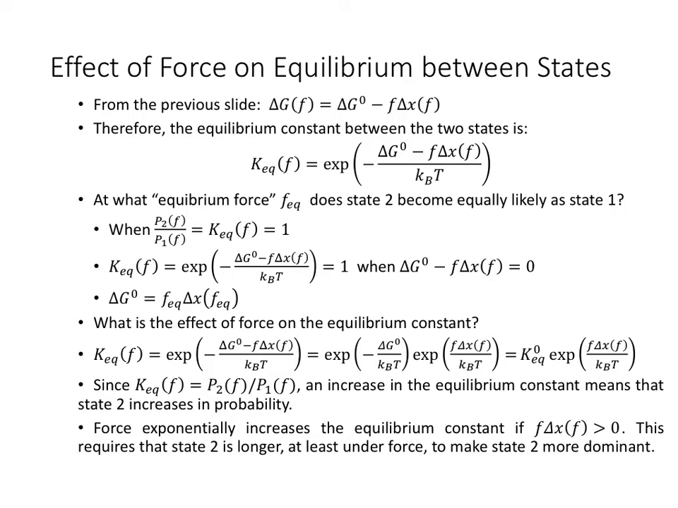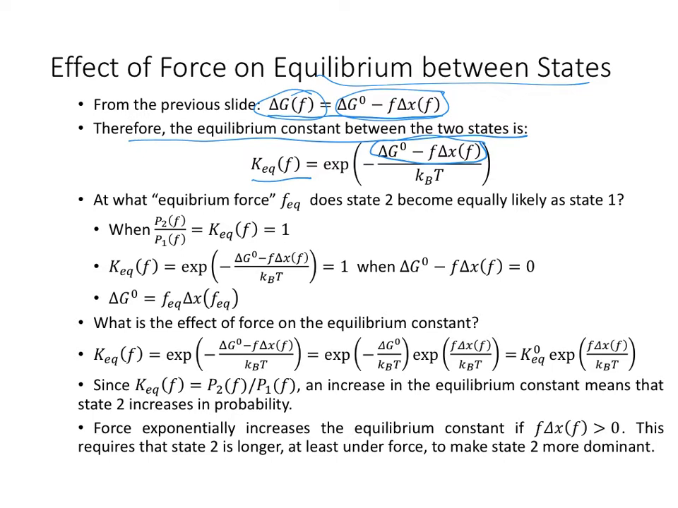So now we want to use this. What we showed in the previous slide is that the difference in energy between two states in the presence of force can be determined by their difference without force minus force times the difference in length between the two states. And what we're interested in asking now is the equilibrium between two states. So we can calculate the equilibrium constant, K equilibrium of F, just by substituting in the value that we wrote above for the delta G at this force F.